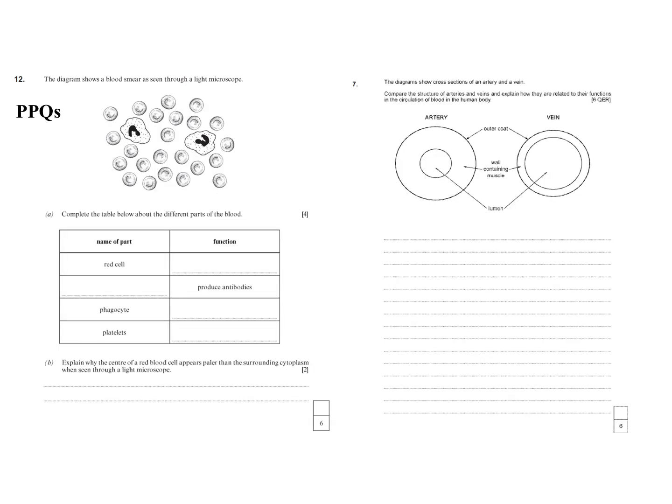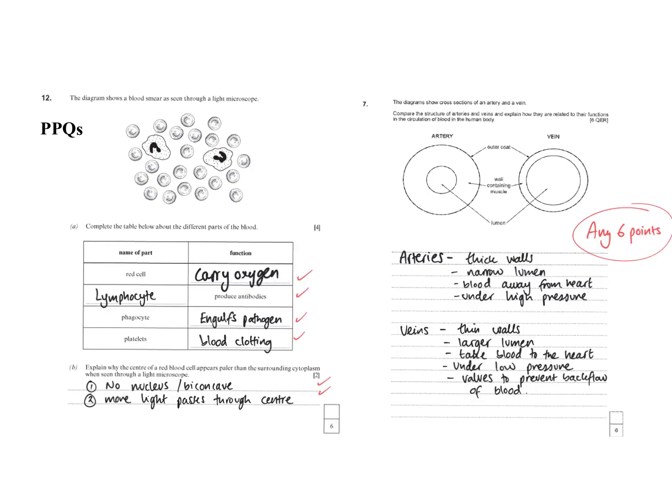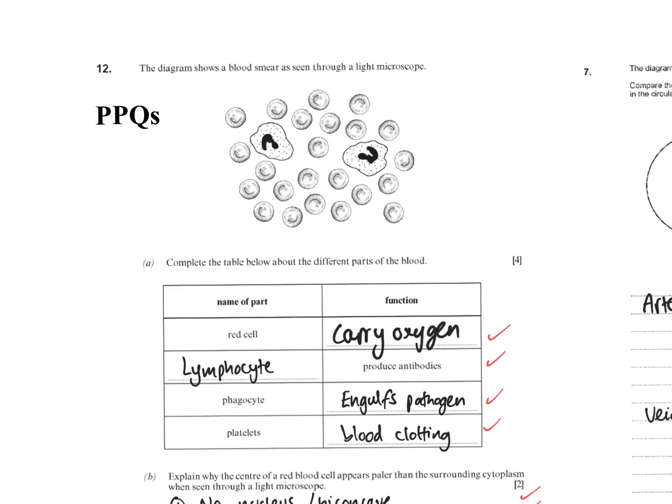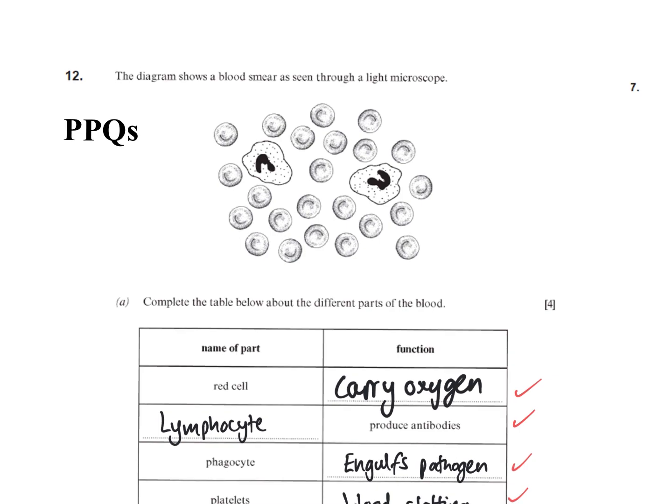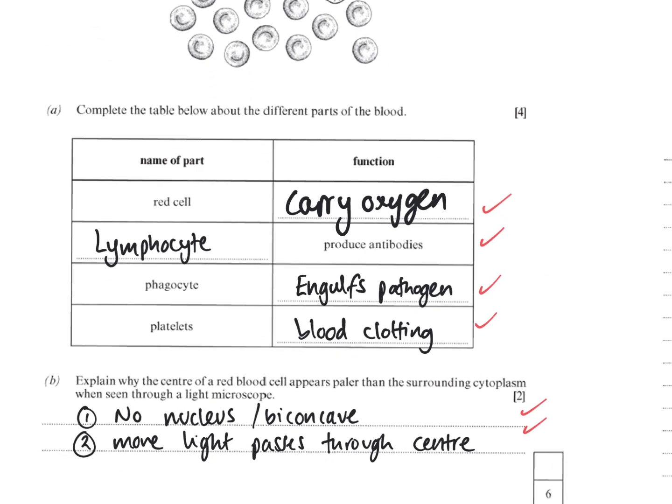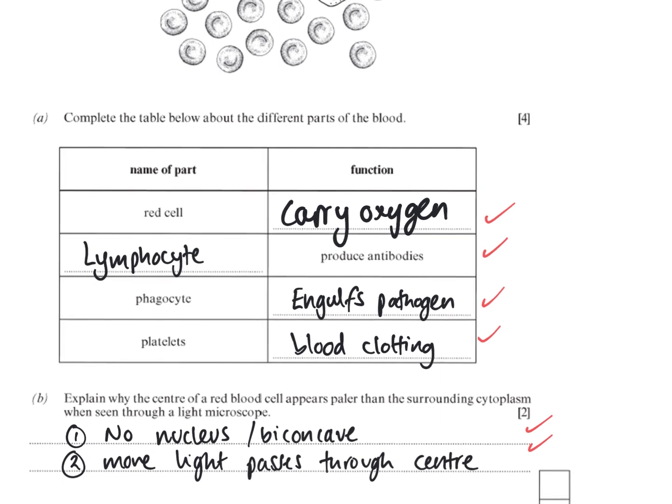Okay, so moving on, here's some past paper questions for this topic. Pause the video and then have a go. Okay, let's go through the answers. So with the first past paper question, the diagram shows a blood smear as seen through the light microscope, and part A says complete the table. So we're given the part of red cell, and the function is to carry oxygen for that 1 mark. Lymphocyte is the part that produces antibodies, one of our white blood cells, for the second. Phagocyte engulfs the pathogen for the function. And finally, platelets, the function there is blood clotting for those 4 marks.